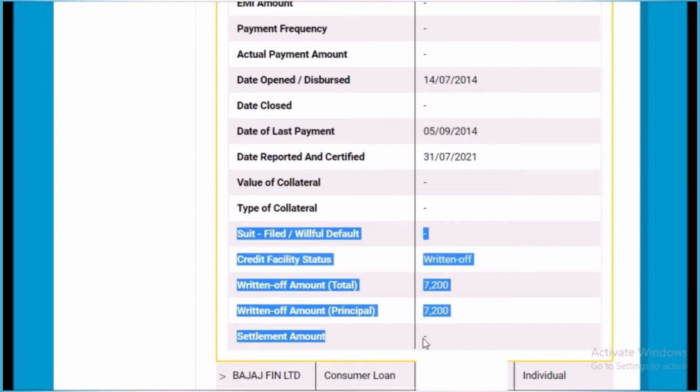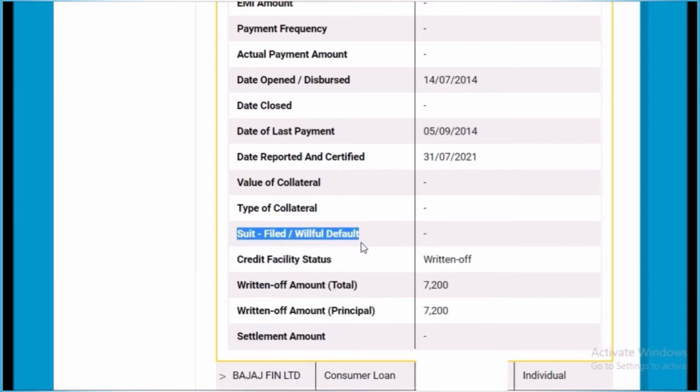Now, these are the fields which are negative content in your account details. Any remark on these fields shows you as a defaulter. Suit filed or willful default. Suppose if the lenders are not able to recover the loan dues or credit card dues, and if they file a case, they'll mention it as suit filed or willful default. Credit facility status. This shows if you have settled the credit account or if the credit account has been written off.